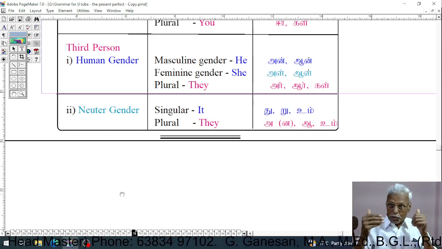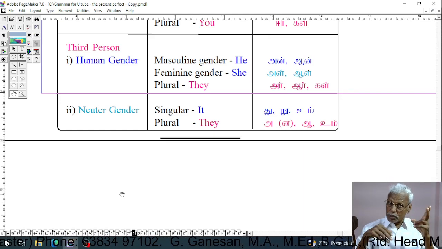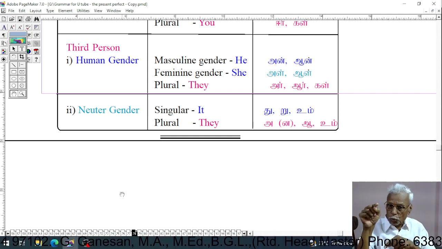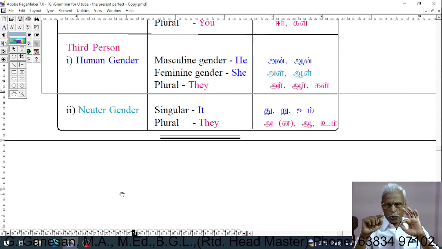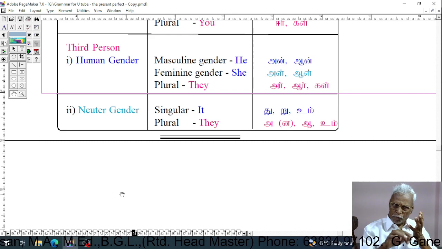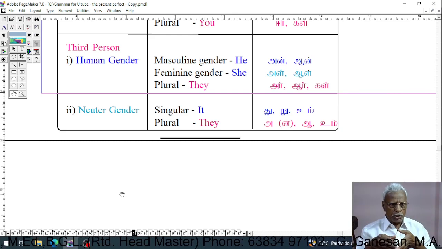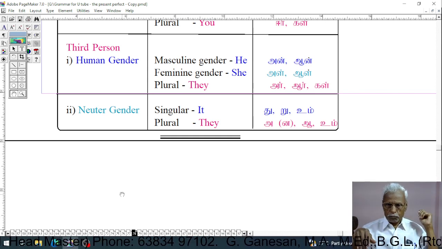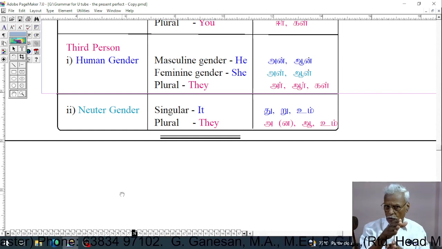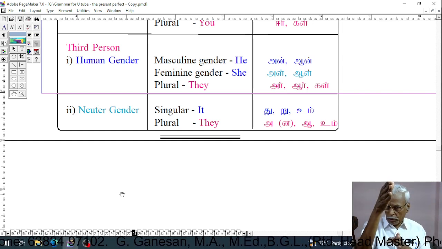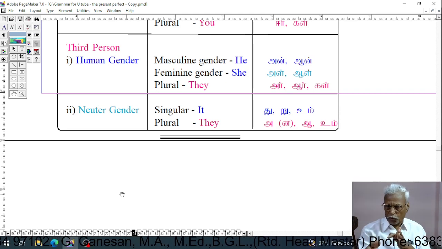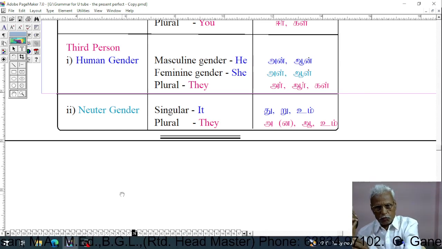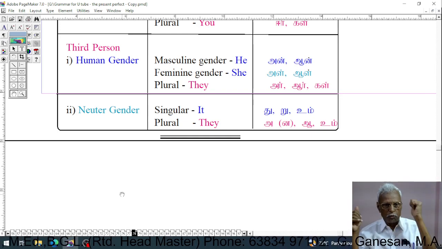Then neuter gender, third person neuter gender singular. It. The finite verb should end in து, று or ஆம். But we should know, for all the verbs, the past and present forms end in து. The future form ends in உம். In Tamil, for the neuter gender singular, the past and present form of the finite verb ends in து. And the future form of the finite verb ends in உம்.